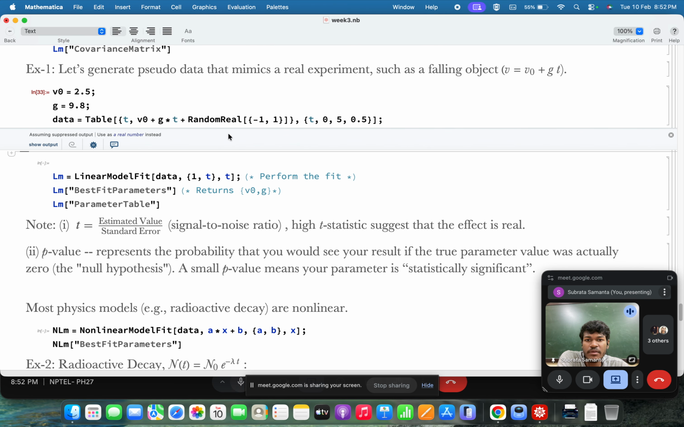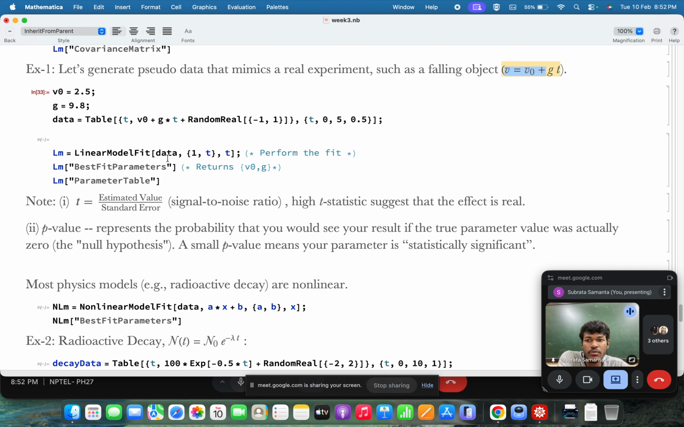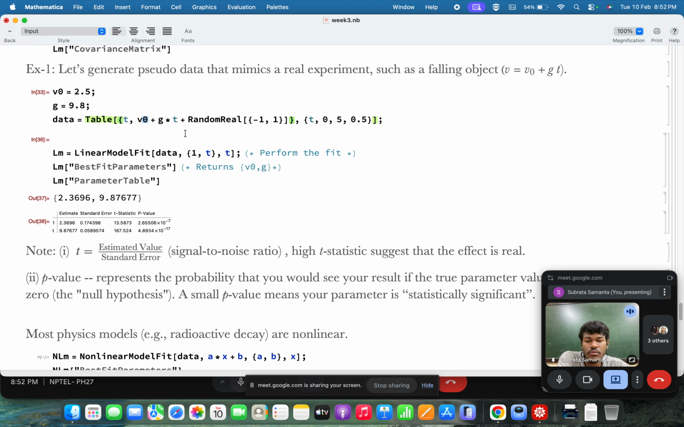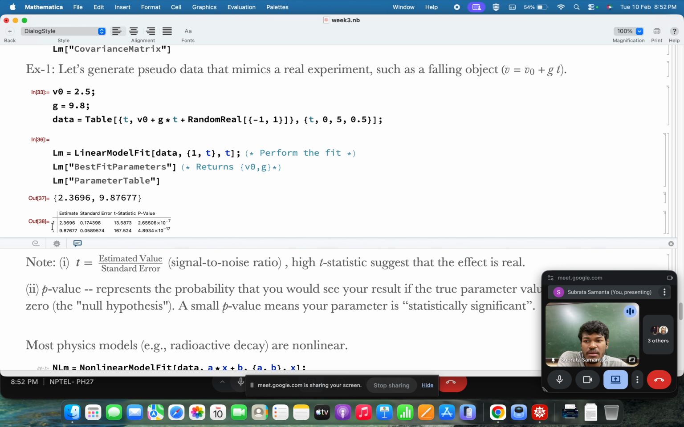If you do a linear fit, because this is a linear function, that is why I use a linear fit model. So, the linear model fits the data, and my variables are: this one is a constant, and this is g times t. So, this is basically 1 and t, with the coefficient being t. So, this is your parameter. The best fit parameters are written as v naught and g, the coefficients of these two. And in this case, you see that the t statistic for the t parameter is very large.